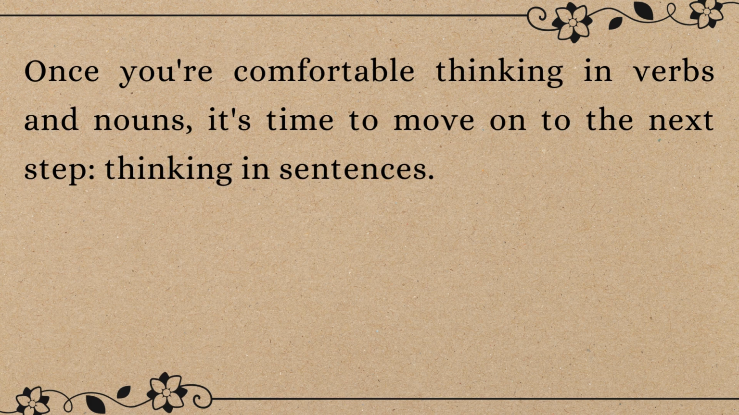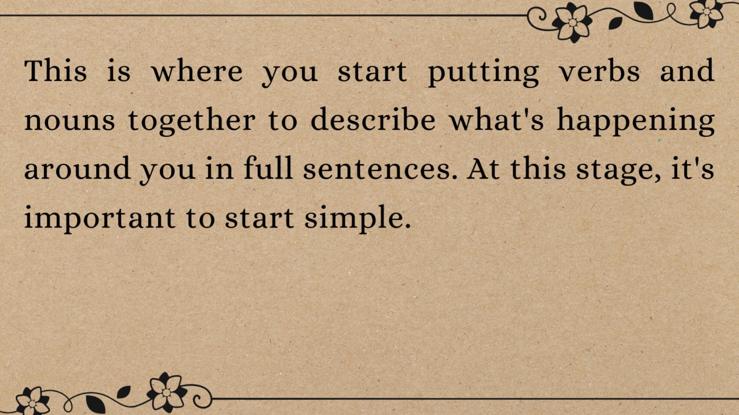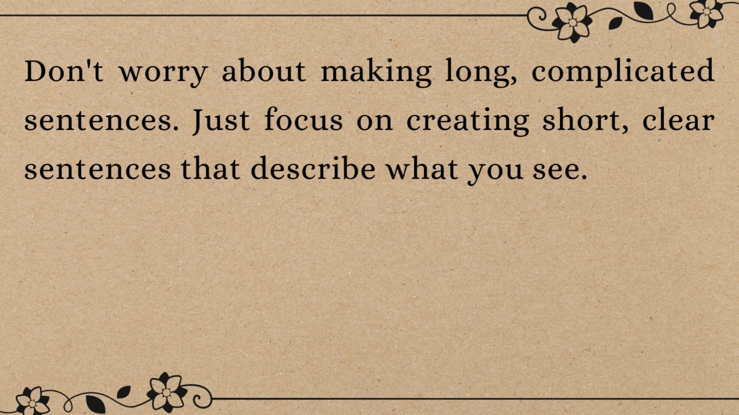Once you're comfortable thinking in verbs and nouns, it's time to move on to the next step, thinking in sentences. This is where you start putting verbs and nouns together to describe what's happening around you in full sentences. At this stage, it's important to start simple. Don't worry about making long, complicated sentences. Just focus on creating short, clear sentences that describe what you see.